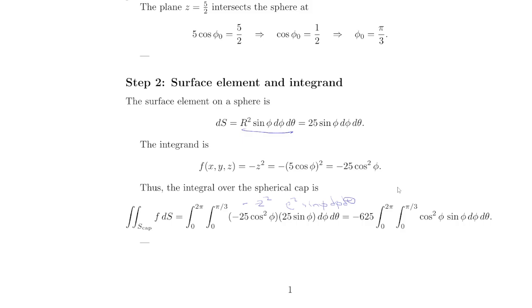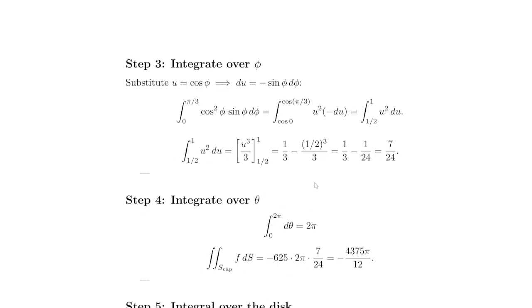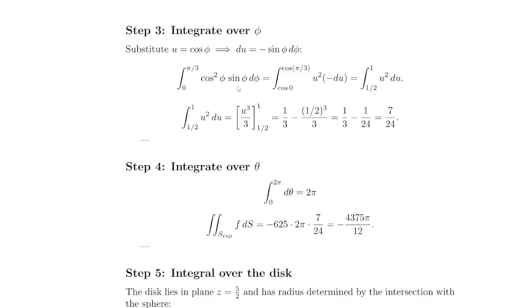The nice thing is that negative 25 times 25 is a constant that pulls outside as negative 625, and then we just have to integrate this. When we integrate it, we use u substitution. We'll let u equal cosine phi. Du is negative sine phi d phi, so we have u squared times negative du. And we also change the limits, so here we have phi going from 0 to pi/3. When phi is 0, cosine of 0 becomes 1. And when phi is pi/3, cosine pi/3 is 1/2.